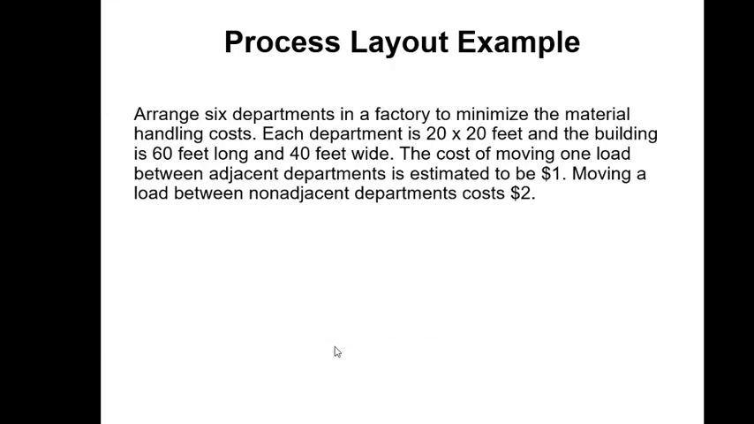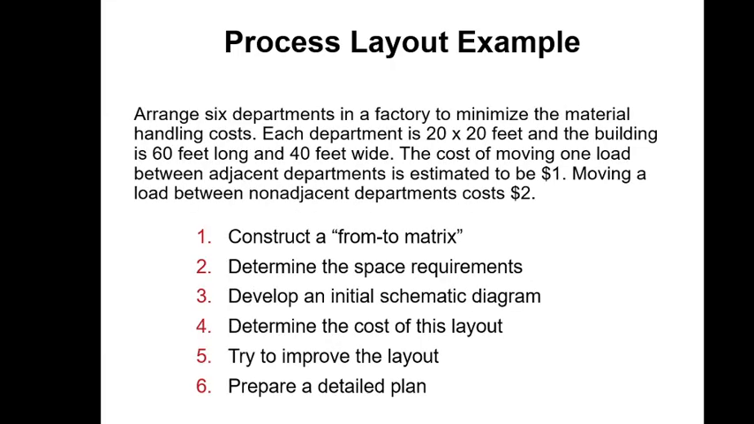I think the example will clarify things, but you have to focus with me in this simple example. A certain company arranges 6 departments in a factory to minimize the material handling cost. Each department is 20 by 20 feet, meaning length 20 and width 20, so each department comes out as a square. And the whole building is 60 feet long and 40 feet wide.